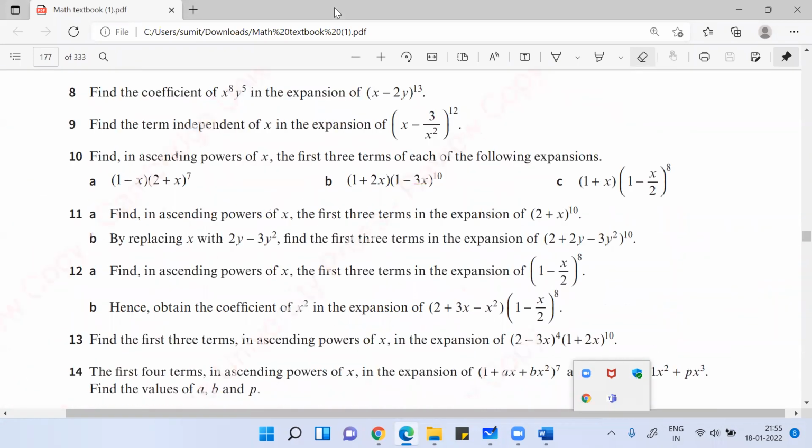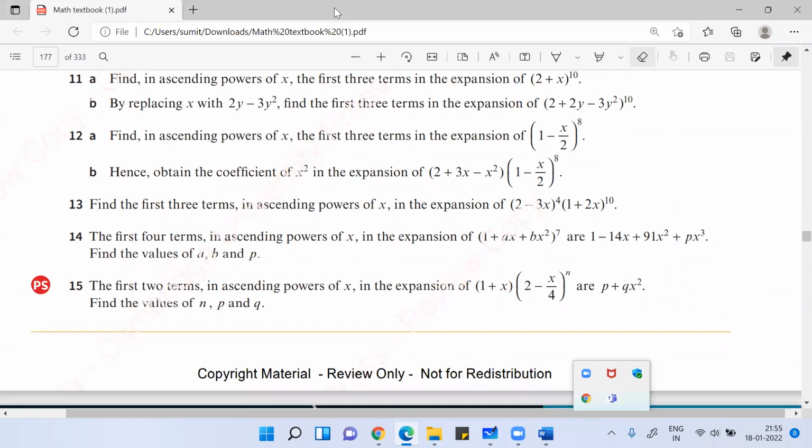Fine. So, when it comes to this question number 15, what is given in this question? It is given that the first two terms in ascending power of x in the expansion of (1 + x)(2 - x/4)^n are given. We need to find the values of n, p, and q. Okay, so I'm going to solve this question.